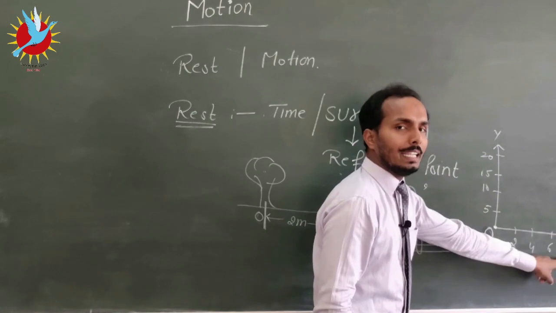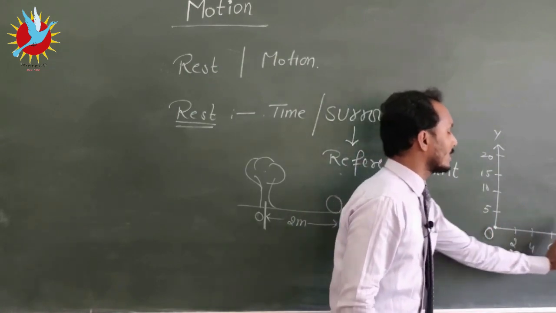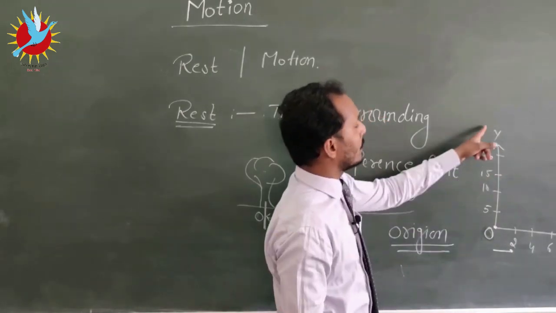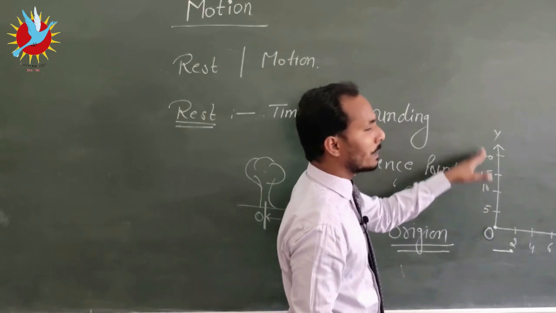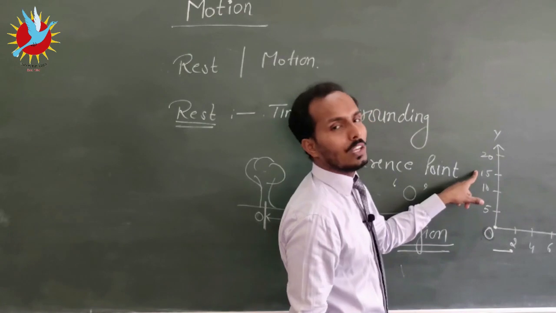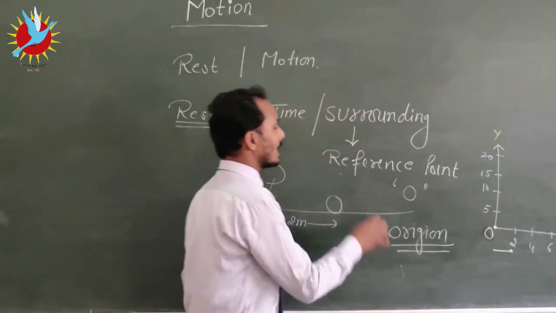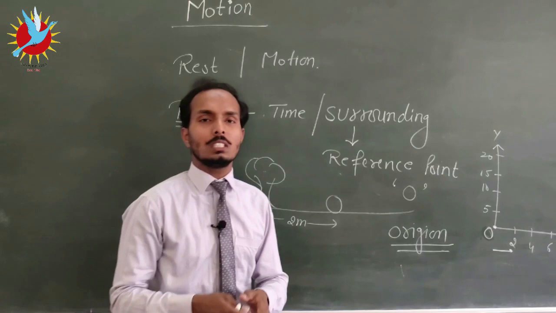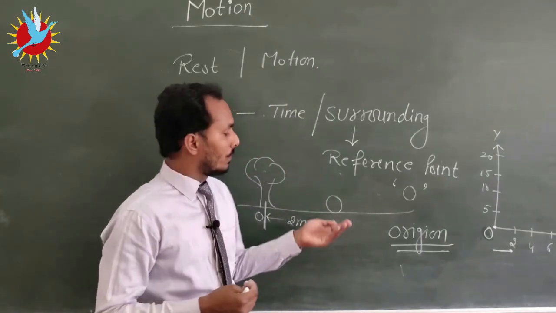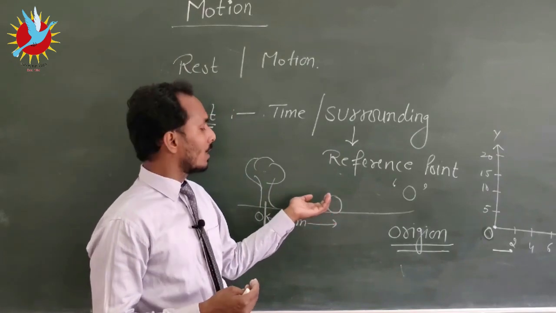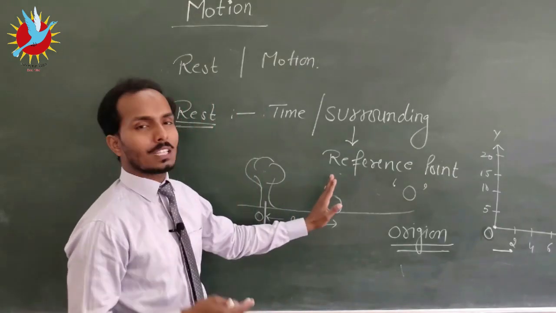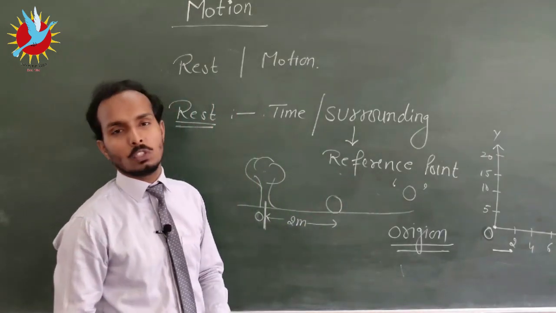What is the meaning of 8? 8 means its distance from the origin is 8 meter. And if this is the time, or the speed, or anything else, then 15 means that from the origin its value is 15. So what is the reference point? It is a position, location or place from which we observe things, for example distance, time, etc. So rest means an object continues at rest when it does not change its position.